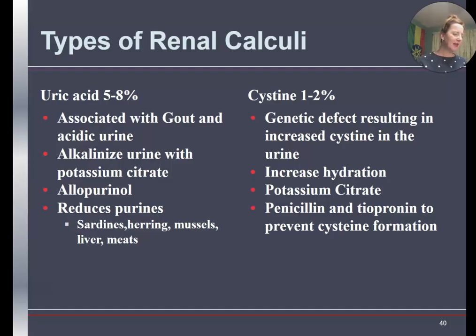Uric acid can lead to 5 to 8% of the renal calculi. So we've moved out of the urinary calculi, and now we're in the renal calculi. Uric acid is what is associated with gout. So again, with a history of gout, you might be prone to these types. We're going to alkalinize the urine in that case with potassium citrate. So we don't want acidic urine, we want alkalinized urine because it keeps the uric acid in solution and not finding each other and forming crystals.